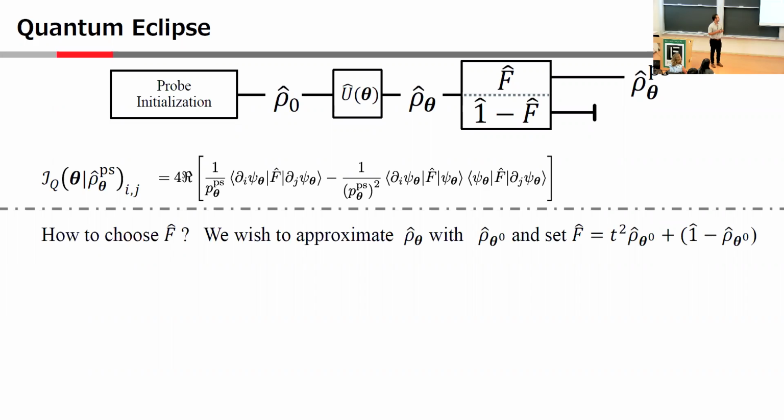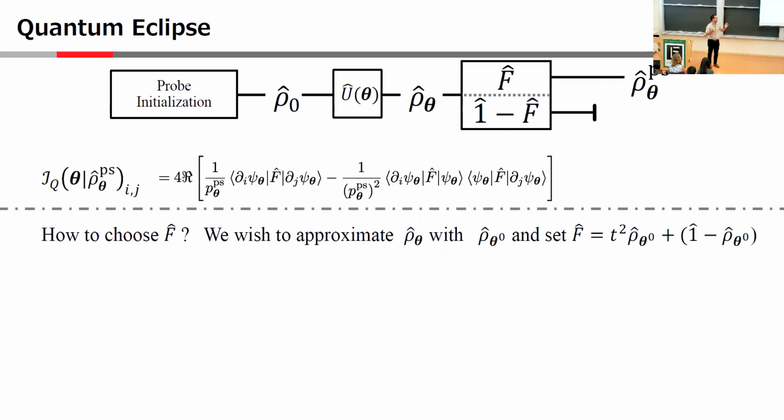The way you do it is that you make an approximation of what rho of theta is. An educated guess, or someone who's measured a few of your million copies of rho of theta tells you rho of theta is roughly this. Or if your rho of theta is a quantum image and you know roughly what the quantum image looks like, you could use that as your initial guess. And then you set your POVM element to t squared, which is the transmission probability of your filter, times your guess of what rho of theta is, plus the identity matrix minus your guess.